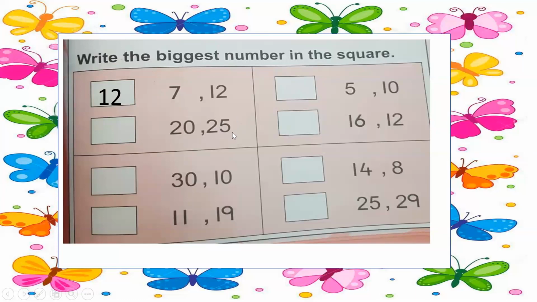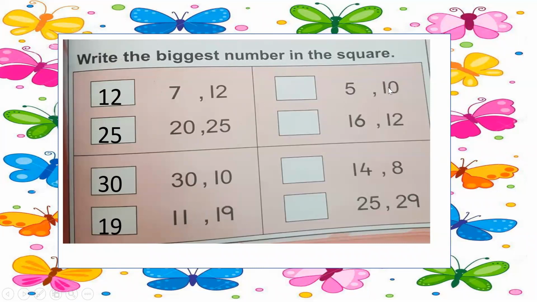So between 20 and 25, the number 25 is the biggest. Between number 10 and 30, the number 30 is the biggest. While in 19 and 11, I think number 19 is the biggest. Why is number 19 the biggest? Because number 11 comes first, so we consider it small, while the number 19 comes after, we consider it, yes, biggest.